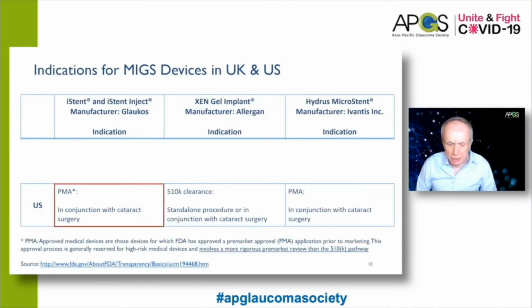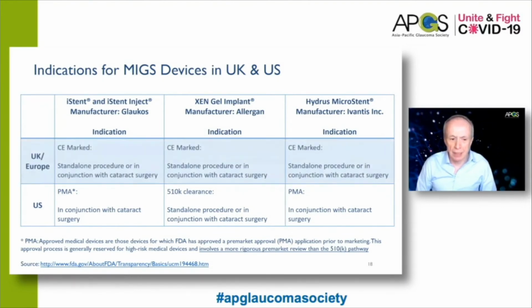It's also worth pointing out that for the canal procedures in the US, you can only do them in combination with cataract surgery. If you don't do them with a cataract, you can't do them at all. That's not true in Europe. The contrast, the Zen's different. The Zen can be used either standalone or in conjunction with cataract surgery in the US, but the Schlemm's canal procedures cannot. In Europe, they're CE marked for everything. So the decision is more in the hands of the surgeon and the patient. So there are differences in licensing that's worth considering.